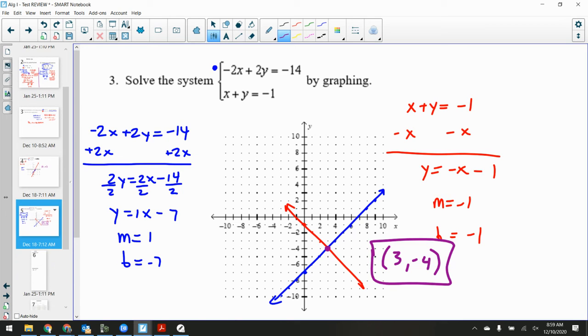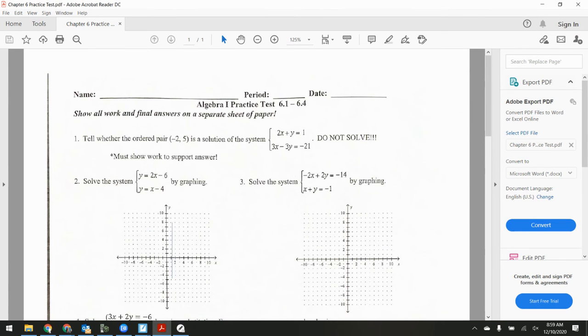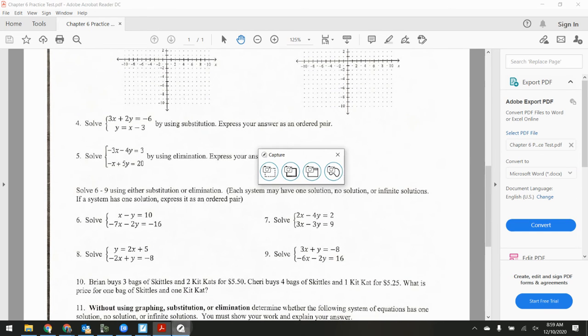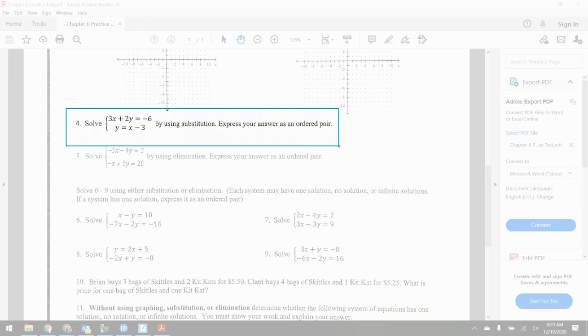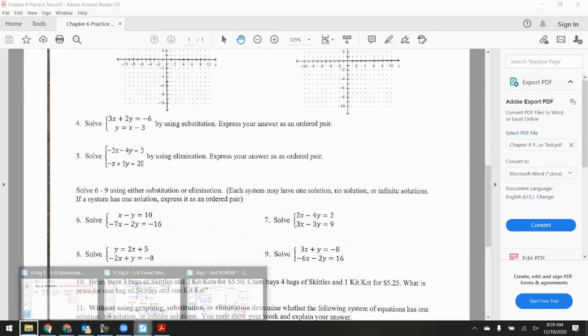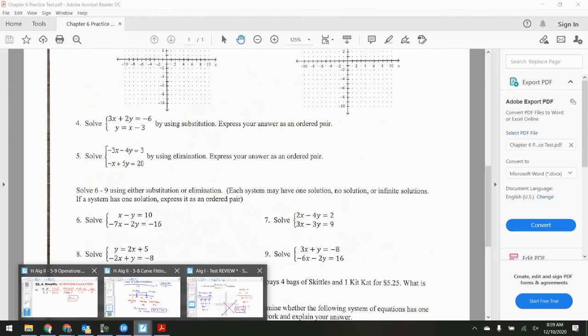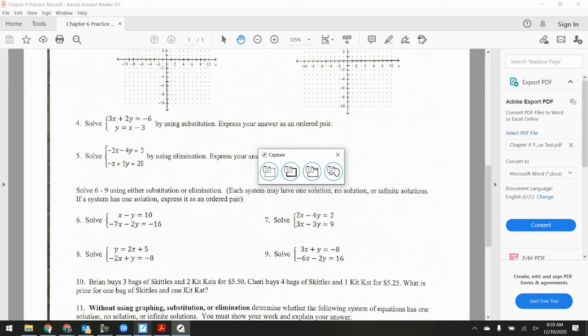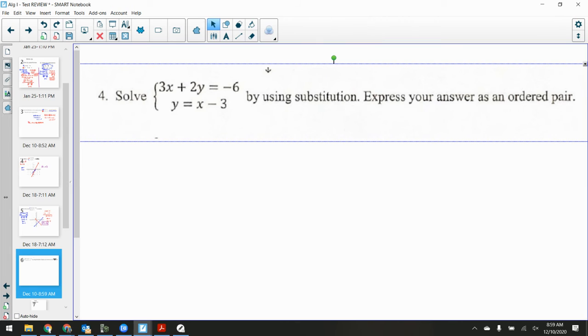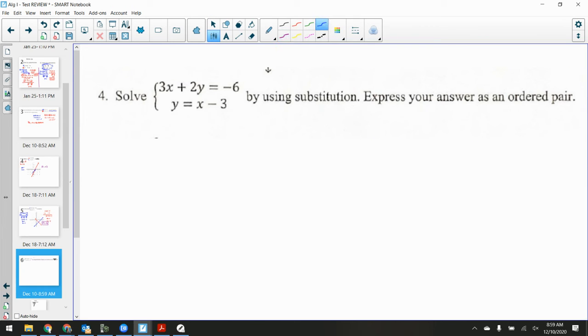All right. Let's keep taking a look here. We gotta have some more problems here. Let's do 4. Okay. What did the directions tell me to do? Substitution. And I do what I'm told. So if y equals x minus 3, I'm going to plug it right in for y. Look, it's set up for substitution.